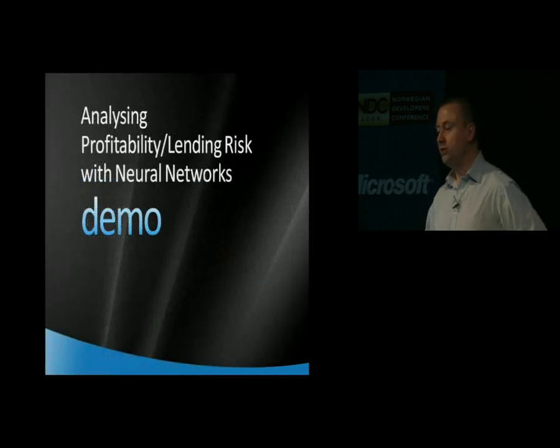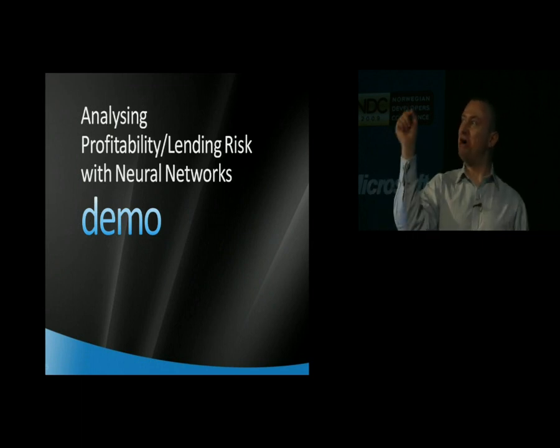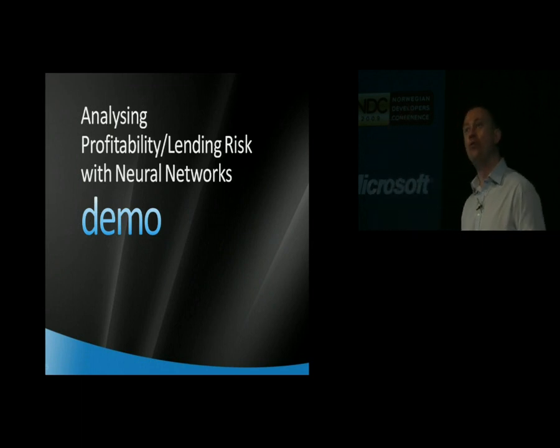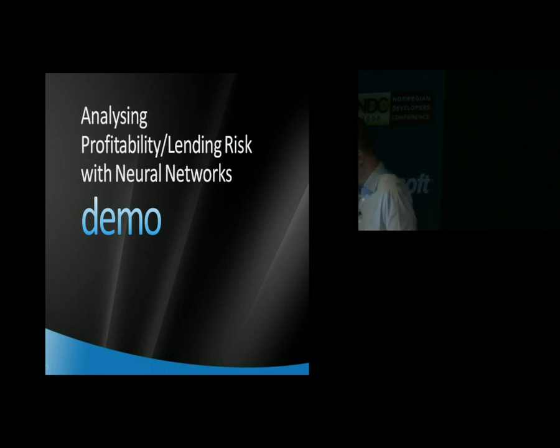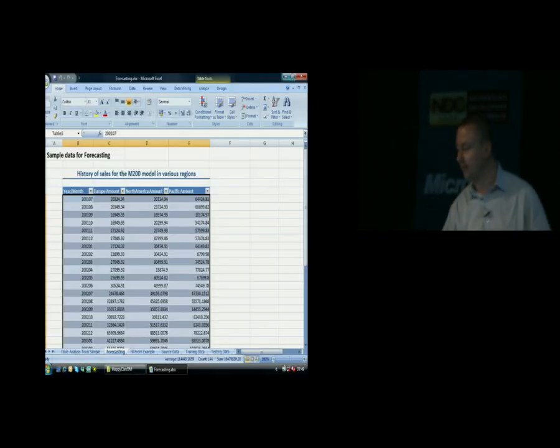So, would it be fun if you could build your very own neural network to find out who will and who will not repay a loan? Sure enough, you can go out and use a credit scoring agency, but I want you to be able to do it yourself. So let me show you exactly that in the demo now.